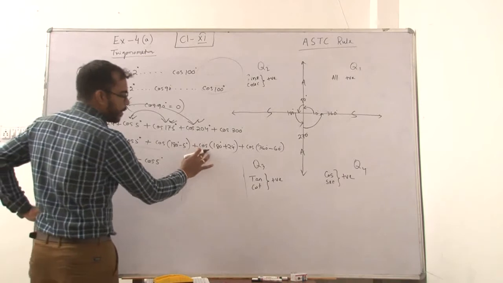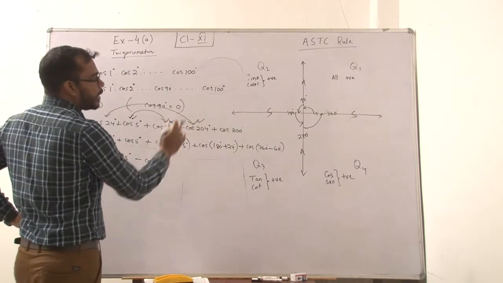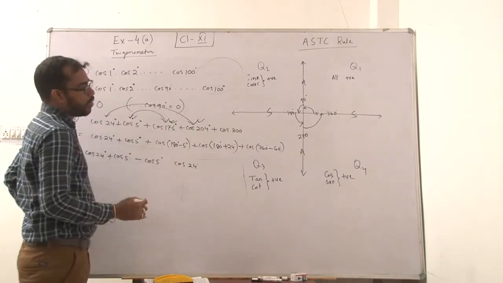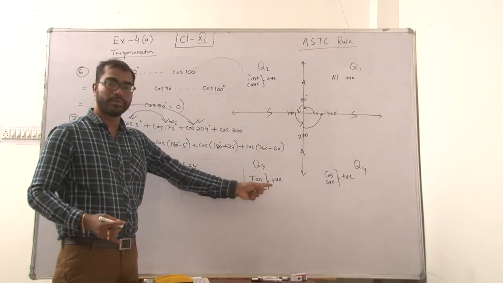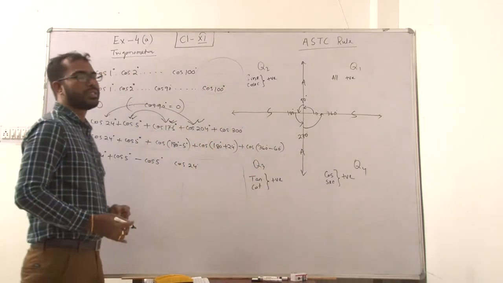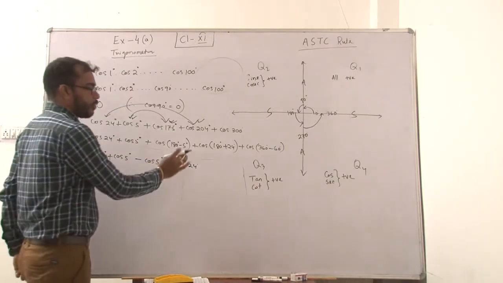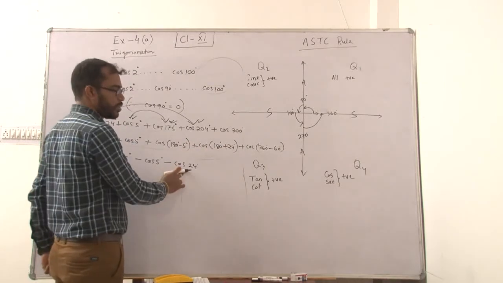Okay. Similarly, cos 180 plus theta, in 180 related, is the same. Cos 180 plus theta lies in the third quadrant, and in the third quadrant tan and cot are positive. But here you can see cos terms, so it is also negative. That means you can use the formula cos 180 degree plus theta is equal to minus cos theta.